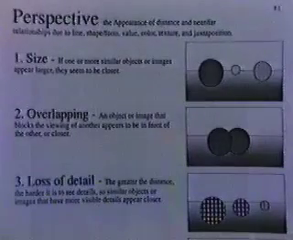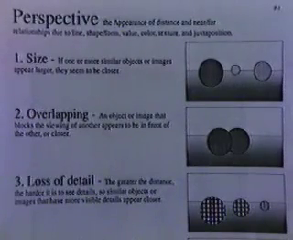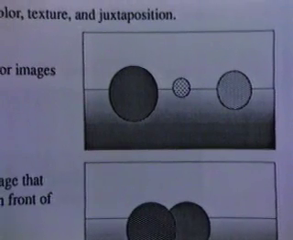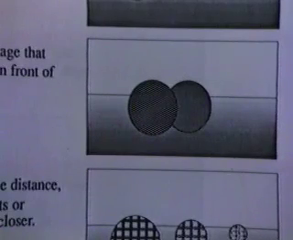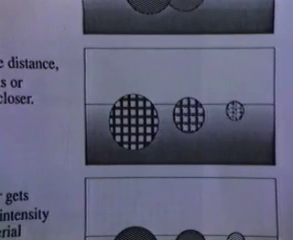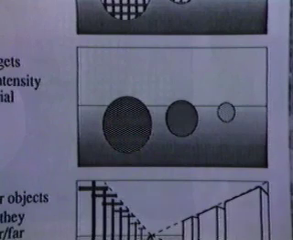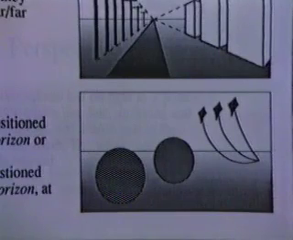Perspective. The appearance of near-far relationships due to line, shape, form, value, color, texture, and juxtaposition. The 6 ways that perspective is shown in compositions are size differences, overlapping, loss of detail as objects move into the distance, dulling of colors as objects move away from you, converging lines formed by objects as they move away from you, high-low position on the page, depending upon if the objects are above the horizon line or below the horizon line.